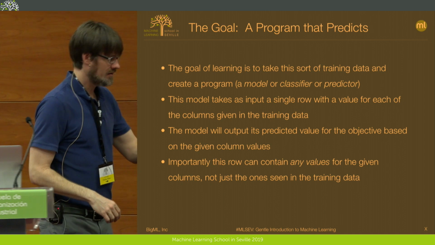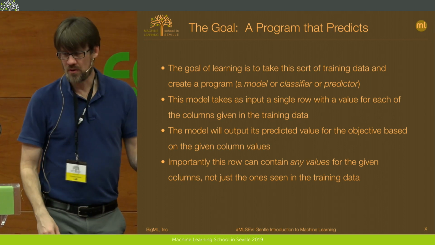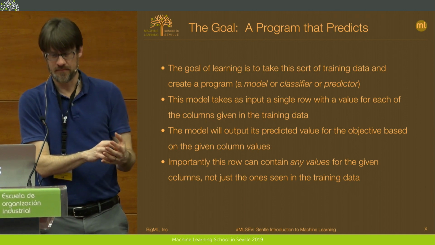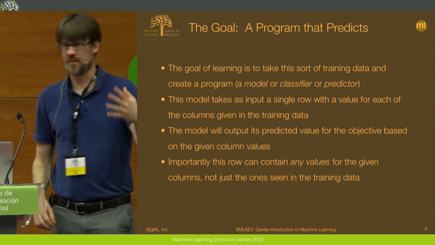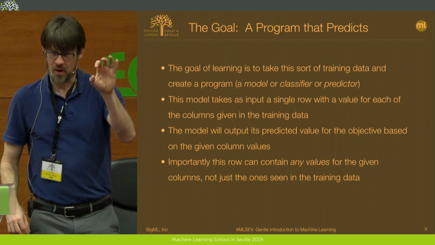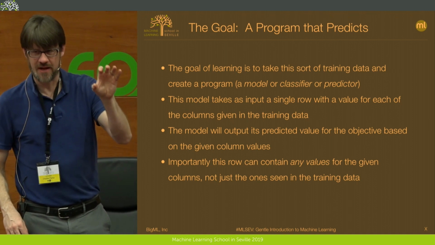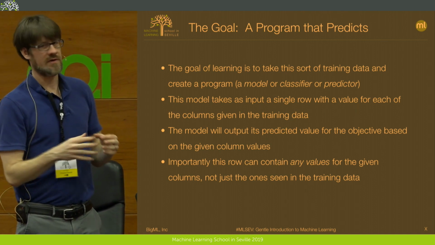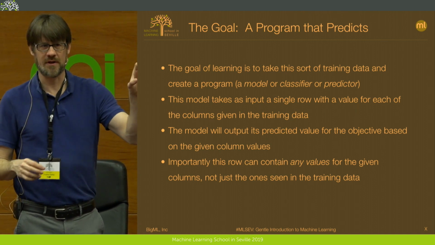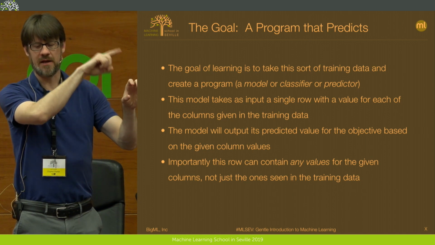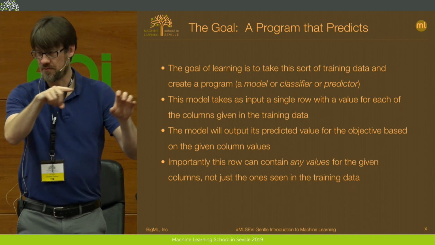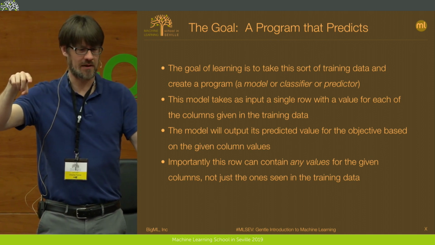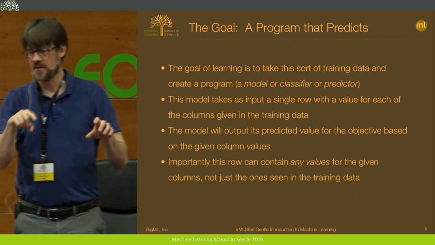And then again, circling all the way back, the goal here is the program that predicts. So you feed data of this sort into the learning algorithm, and it spits out this model. And what's the model going to do? It's going to take a single row of the same shape as the training data set that you fed in. So it's going to take a single row, like a single person with a certain BMI and a certain body temperature and certain test results. And it's going to try to guess that last column, the objective column, using the ones that you provide.